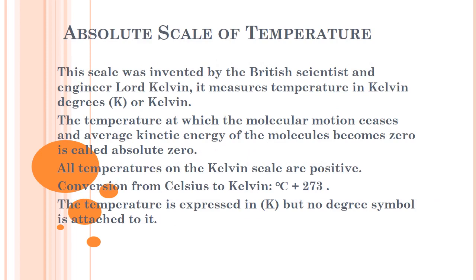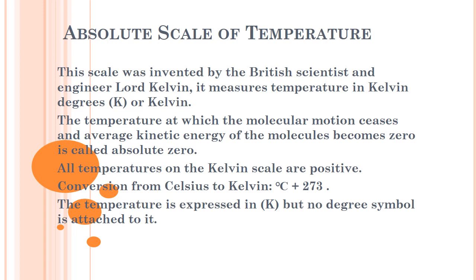Now, the absolute scale of temperature. This scale was invented by the British scientist and engineer Lord Kelvin. It measures the temperature in Kelvin degree or Kelvin. The temperature at which the molecular motion ceases and the average kinetic energy of the molecules becomes zero is called absolute zero. On most thermometers, zero is just a mark. Temperatures can fall far below 0 degrees centigrade. The lowest possible temperature is minus 273 degrees Celsius, or absolute zero.